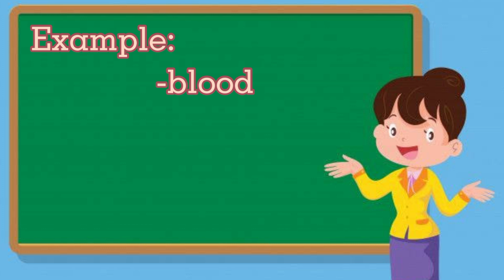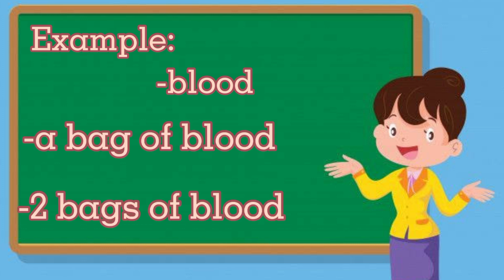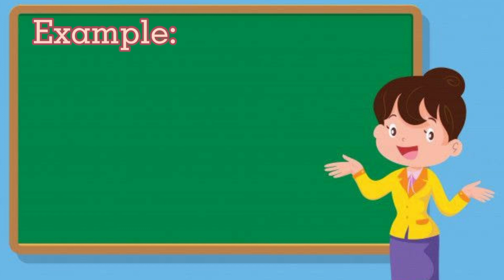Let's take a look at this first example. We have blood. As we all know, blood is liquid and we can never count it. So we can say a bag of blood, which means one bag of blood or 2 bags of blood. We don't say 2 bags of bloods. Again, blood only has one form, which is singular.